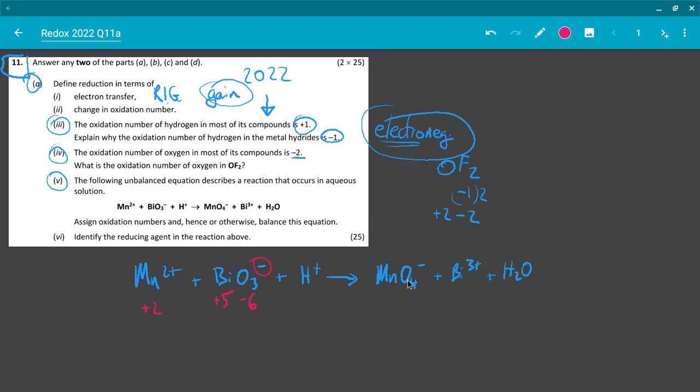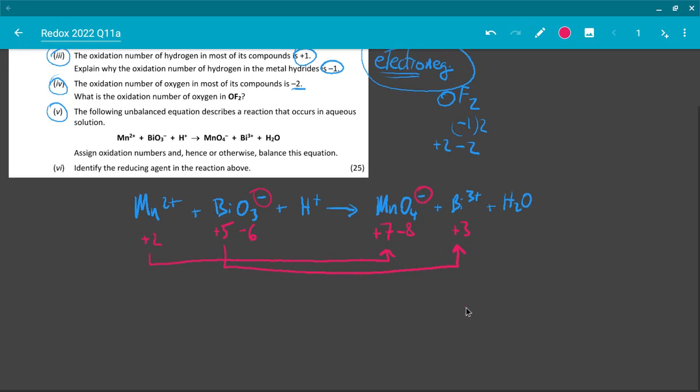Manganese, let's do oxygen first. It's -2, there's 4 of them, so it's -8. The overall charge is -1, so manganese must be +7. And bismuth, the overall charge is 3+, so the oxidation number is +3. And it doesn't matter about water there, we don't have to assign the oxidation number there. So what's changing? We've got manganese changing, and we've got bismuth changing.